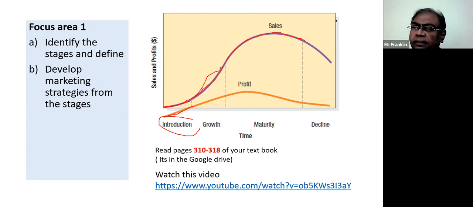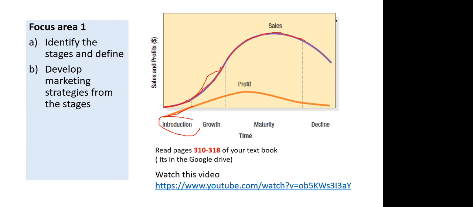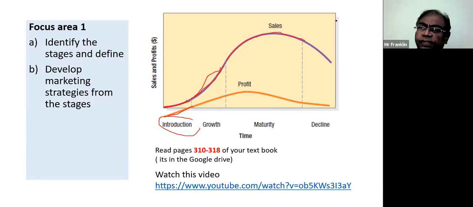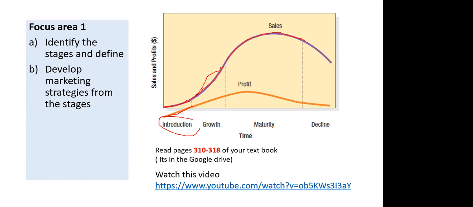How about others? Noni, which one do you think the sales is improving very fast? At which stage? I think at the growth stage. Okay, the growth stage. Why do you say the growth stage? Because on the graph, you can see the sales keeps increasing until the maximum. The maximum is already at the maturity level. Okay, but the growth keeps increasing.